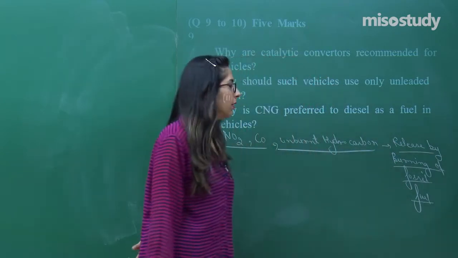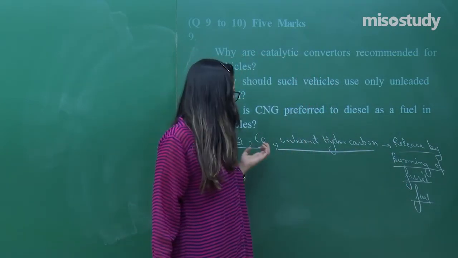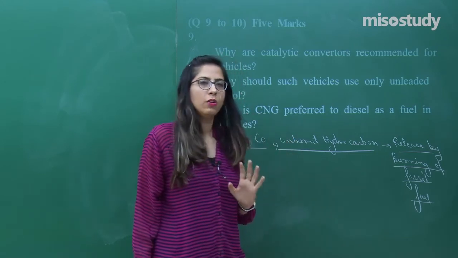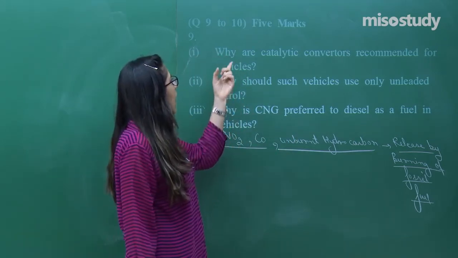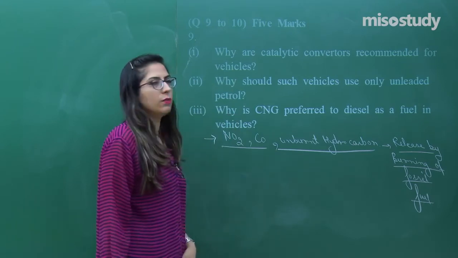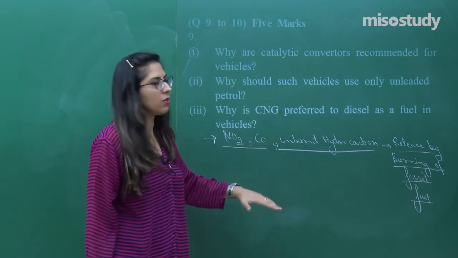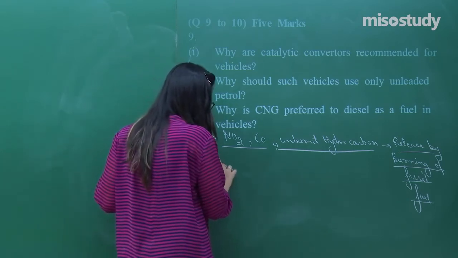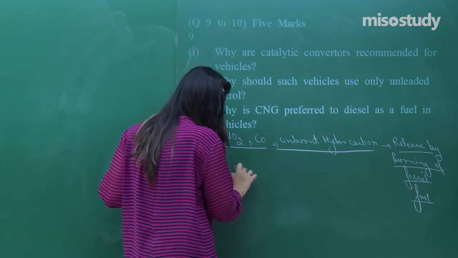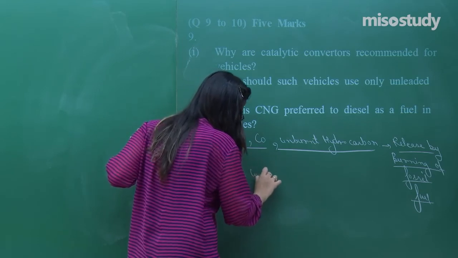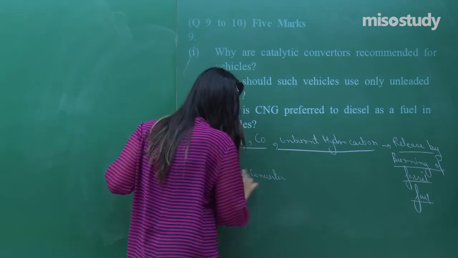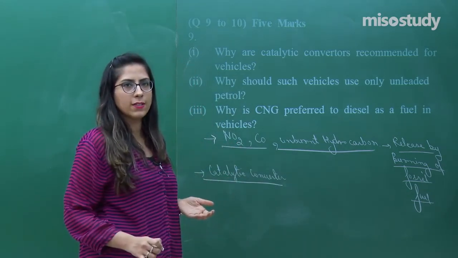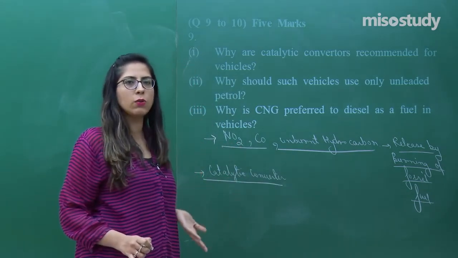Am I right? These gases are released: nitrogen oxide, carbon monoxide, unburnt hydrocarbons. Normally this happens. By application of these catalytic converters, the emission of these gases is reduced. So what does this catalytic converter do? A catalytic converter helps in conversion of nitrogen oxide into dinitrogen and oxygen.